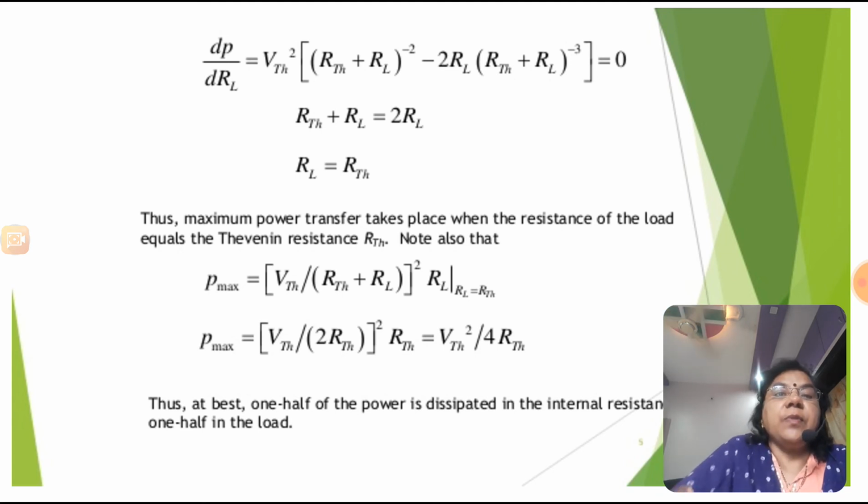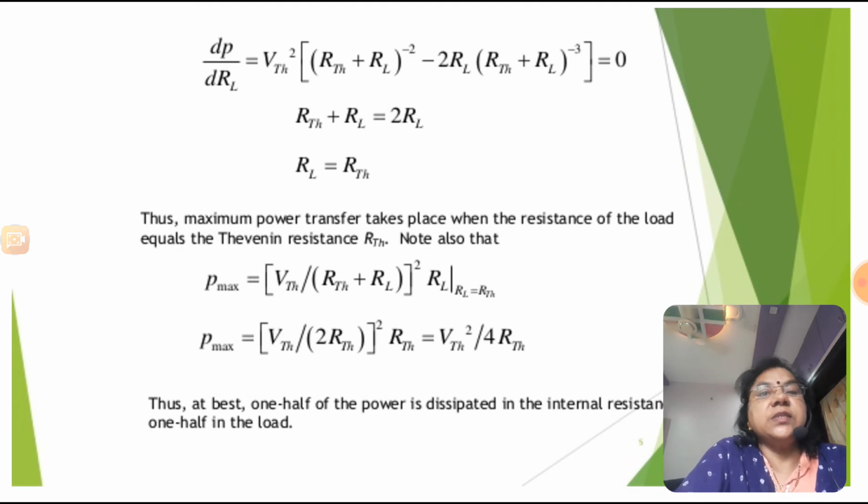Now the maximum power transfer takes place when the resistance of the load equals the Thevenin resistance RTH. Note also that maximum power is equal to VTH upon (RTH plus RL) square into RL, when RL is equal to RTH. This is the condition. Thus, at best, one half of the power is dissipated in the internal resistance, one half in the load. That means power is now divided half and half.